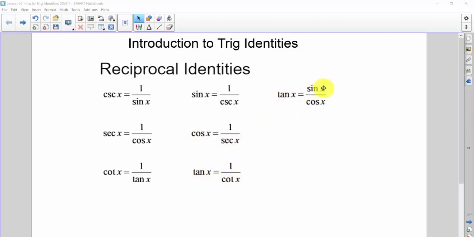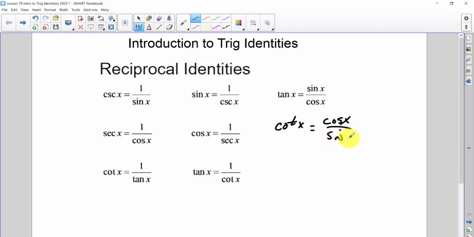Tangent again is sine over cosine. Likewise, since we know that cotangent is the reciprocal of that, we could say that cotangent is equal to the cosine of x over the sine of x. And these are all substitutions we can make if we see them in a problem and we want to make it smaller.